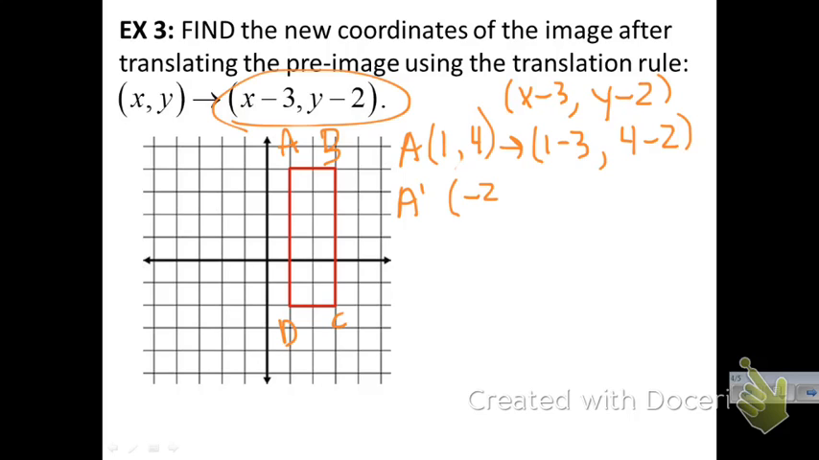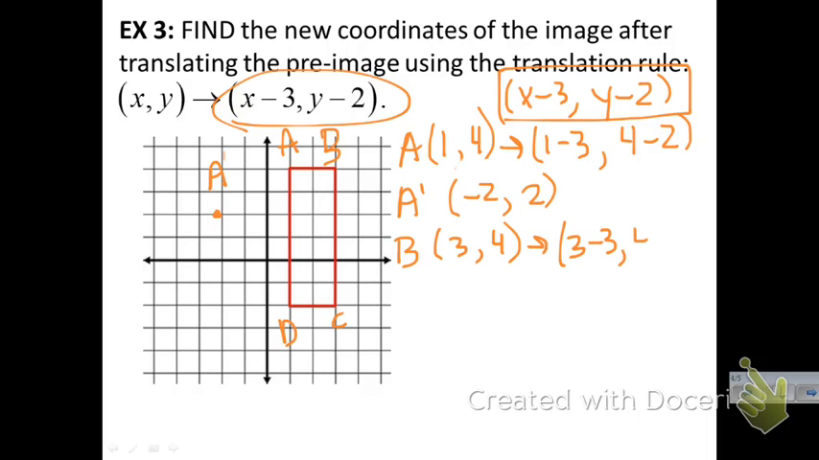So 1 minus 3 is negative 2, and 4 minus 2 is 2. So to graph that, we go back 2, up 2, and there's our A prime. So we're going to do this for each of our values. B is located at over 3, up 4. So we're going to apply this, they call it a translation rule. So we're going to take our x value, which is 3, and subtract 3, and our y value, which is 4, and subtract 2. That'll give us our new B prime. So 3 minus 3 is 0, and 4 minus 2 is 2. So over 0, up 2 will give us B prime.